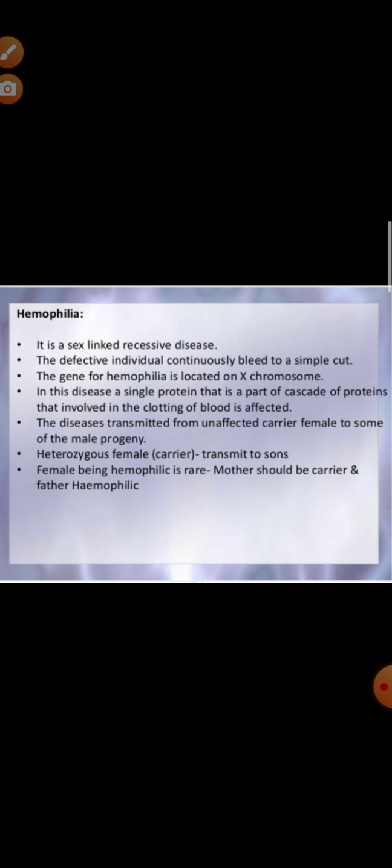which will be involved in the clotting of blood. And females will suffer from this disease only when they are homozygous. Otherwise, females don't have the chance of suffering from this disease. Who was the first carrier? It is believed that Queen Victoria was a carrier of this disease and she produced hemophilic offspring, and from there the disorder of hemophilia has started.